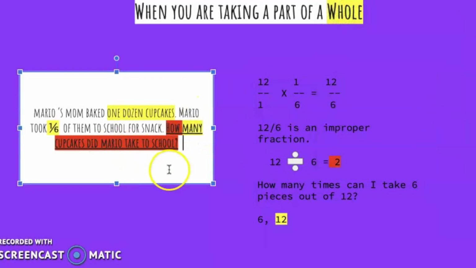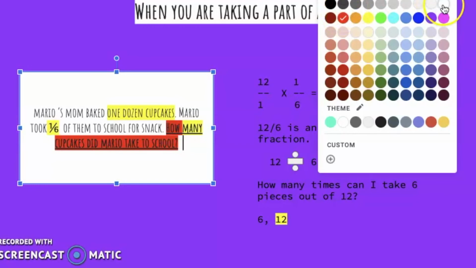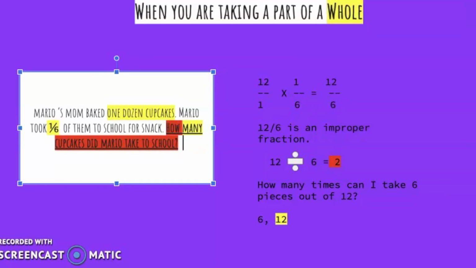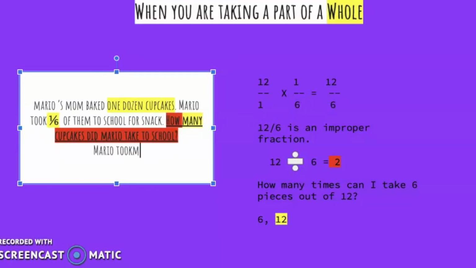So how many cupcakes did Mario take to school? Mario took 2 cupcakes to school to eat as a snack. Okay? So remember, guys, read the question carefully. If it's asking you how many cupcakes, if you're looking for a total, you still need to multiply.